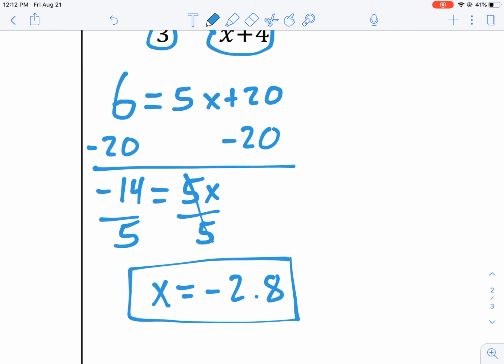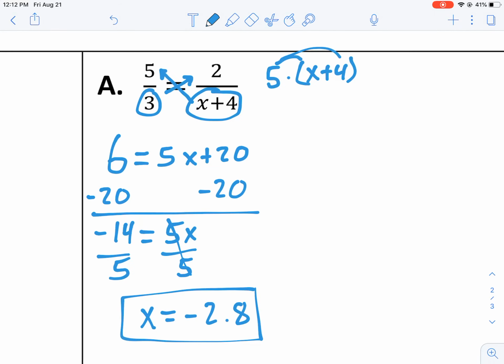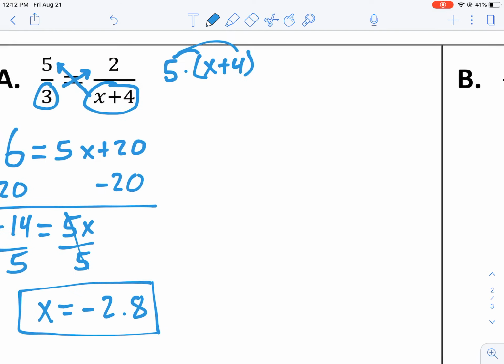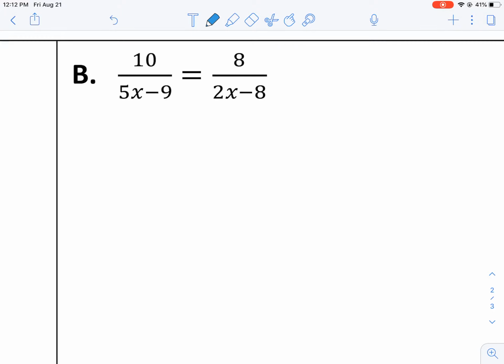Now, I want you to remember when solving a proportion, that's the only time you cross multiply. When you have 2 ratios that are equal. Sometimes people will just see fractions and just start multiplying diagonally. It only applies in this situation, so just always keep that in mind. All right, so we're going to go ahead and look at another one here.